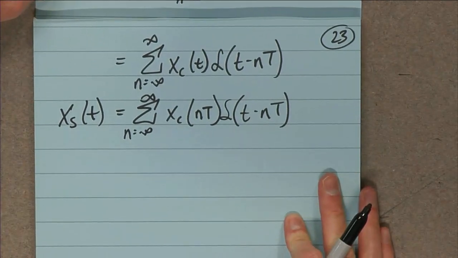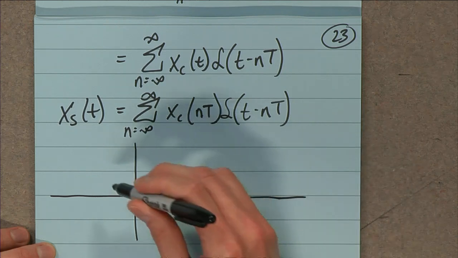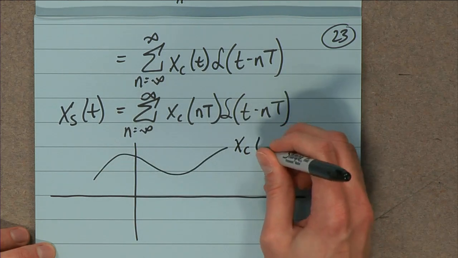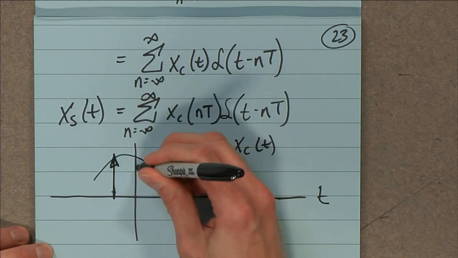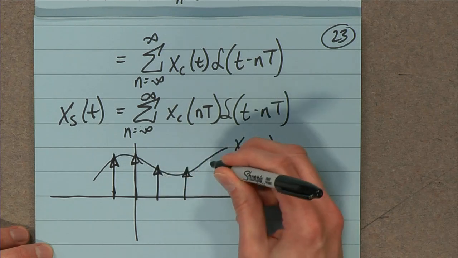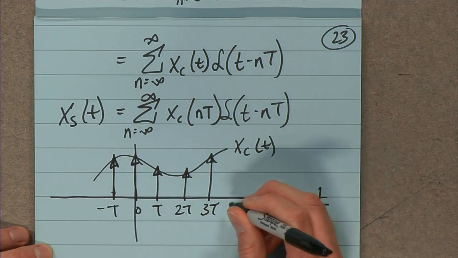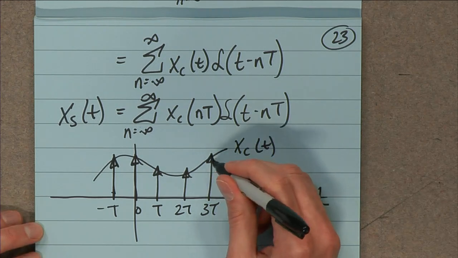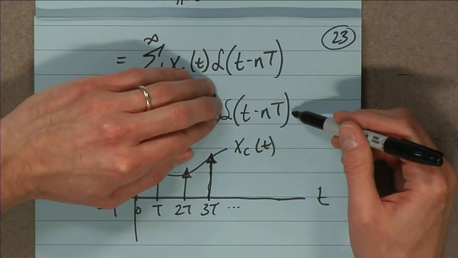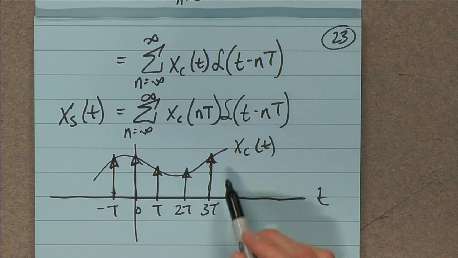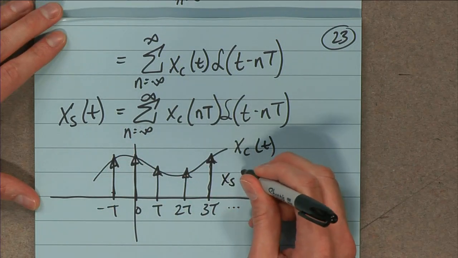Now what does this really look like if we were trying to wrap our arms around it? Suppose we had some xc of t. So we've got some function. What does xs of t look like? So that's minus T, 0, T, 2T, 3T, dot, dot, dot, etc. So here's our delta impulse train, and the area of each delta, which sometimes is referred to as its size, which is usually 1 without any weight on it. But now the size is equal to the value of xc of t at that time. So this impulse train is xs of t.